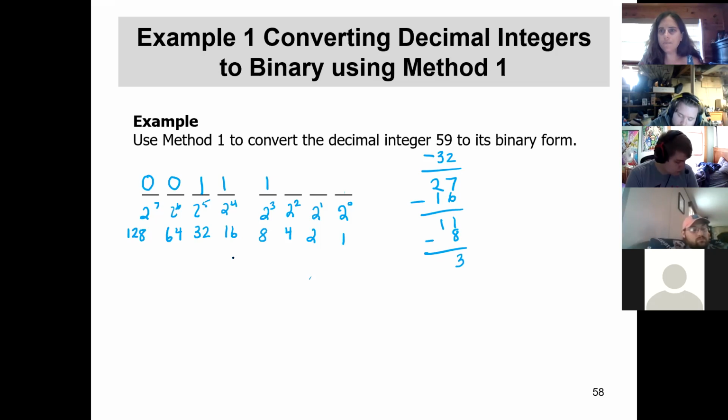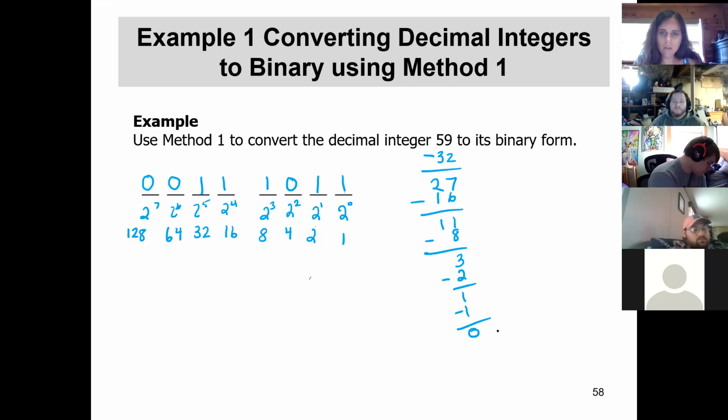I'll stop for a second. Then I look at the next highest power of 2, but I can't subtract 4 from that. So I have to put a 0 there for the 4. And then the 2 I can, so I have a 2, I'll subtract that out, and I have a 1 left, so I can put a 1 here. I'll subtract the 1, I have 0, so we're done. Get down to 0. So that is the number 59 in binary.